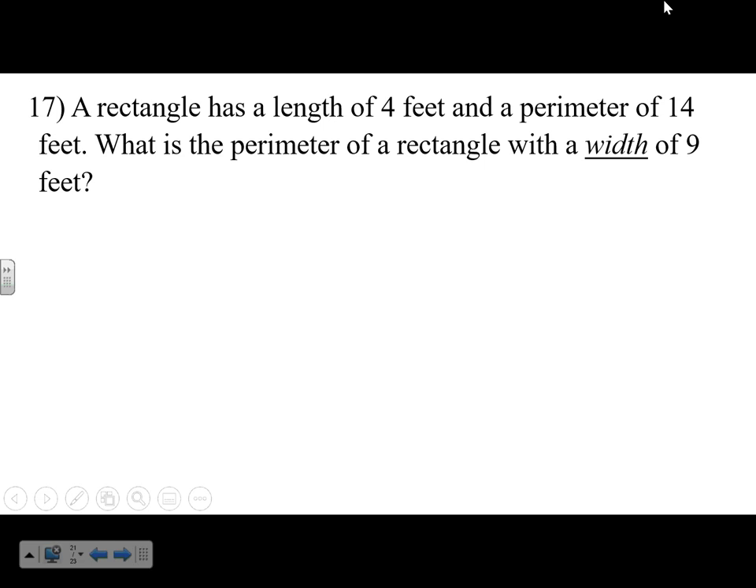Next one: a rectangle has a length of 4 feet, a perimeter of 14 feet. What is the perimeter of the rectangle with a width of 9 feet? So now they're asking a little bit different. Now they're asking for the perimeter. They're not giving us the perimeter.